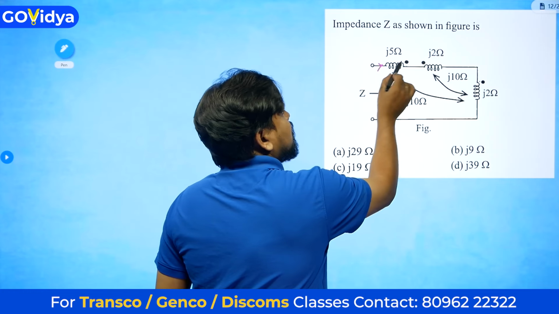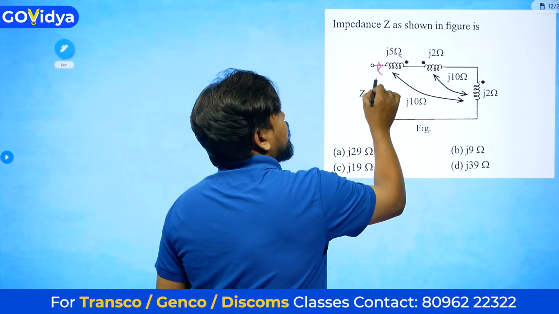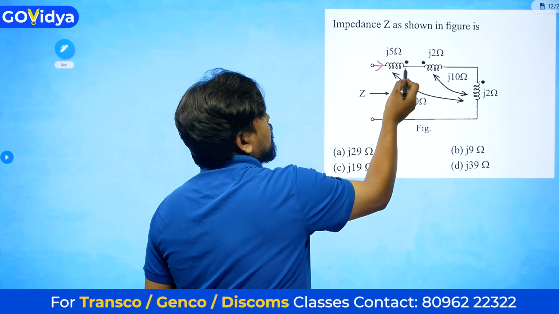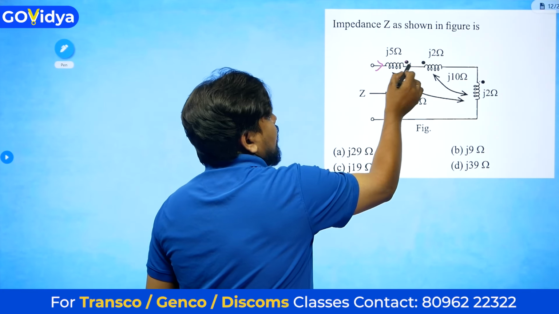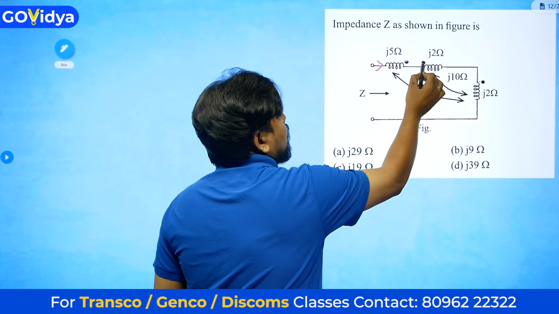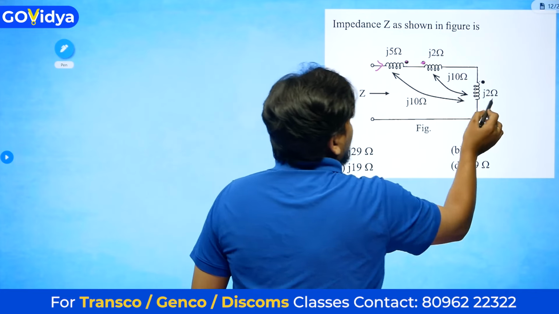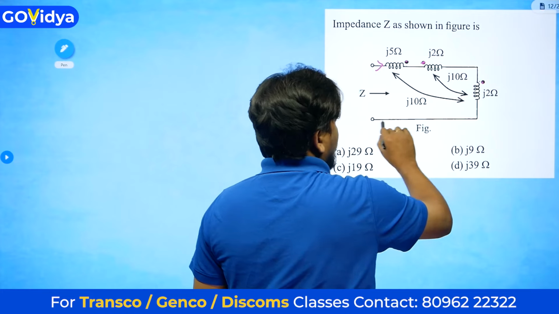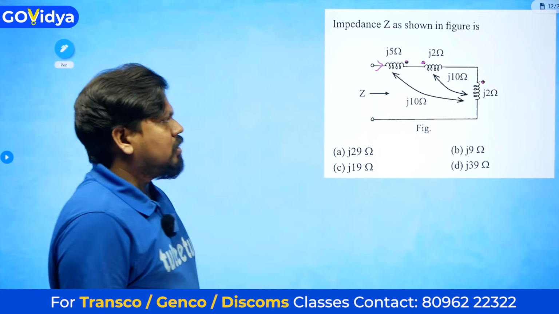Then at this impedance, is current leaving or entering? See, at the dot, current is leaving. At the dot, current is entering. At the dot, current is entering. Same direction. Current is entering here.